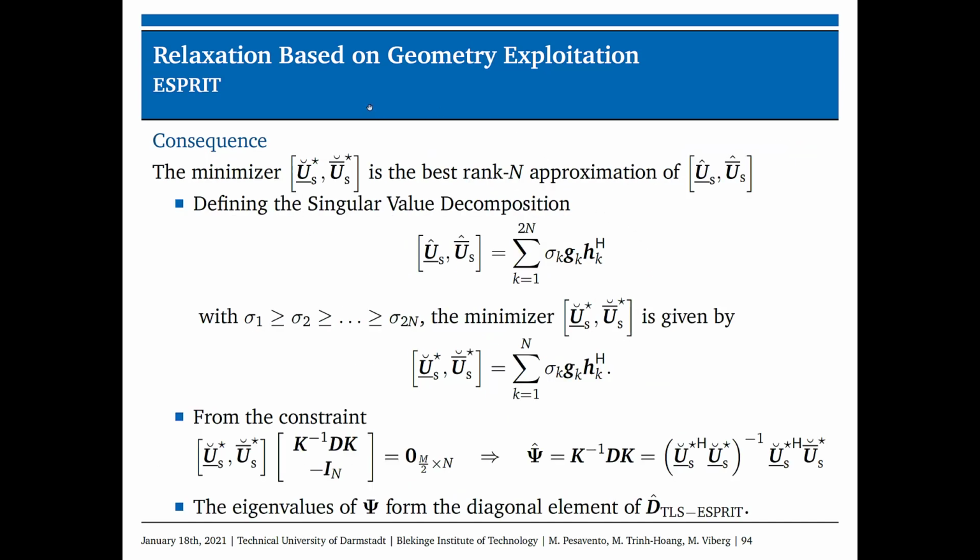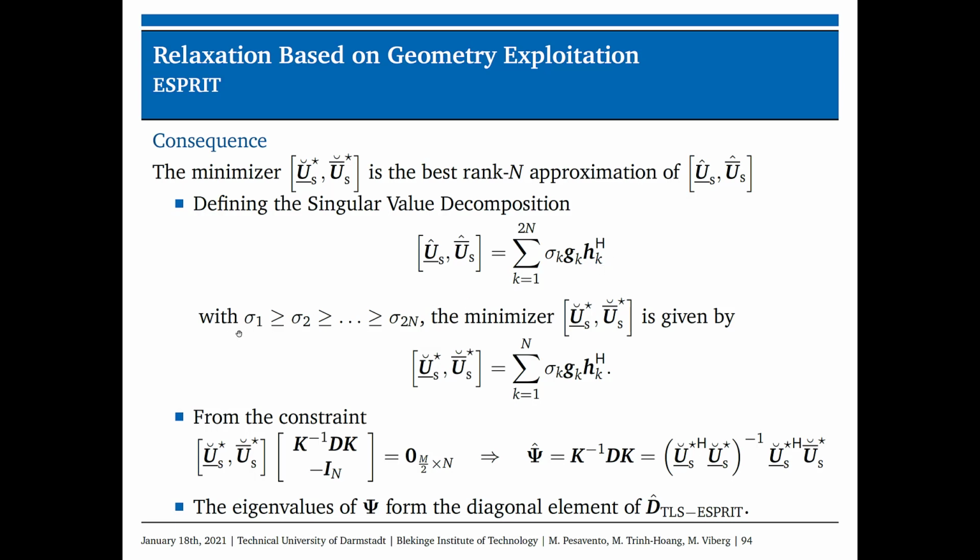To compute the best rank n approximation, we first define the singular value decomposition of the matrix repartitioning, and this is given by the sum of 2n outer products with singular values sigma k and left and right singular vectors g k and h k respectively.